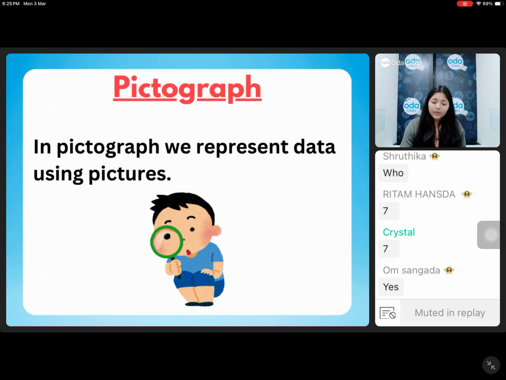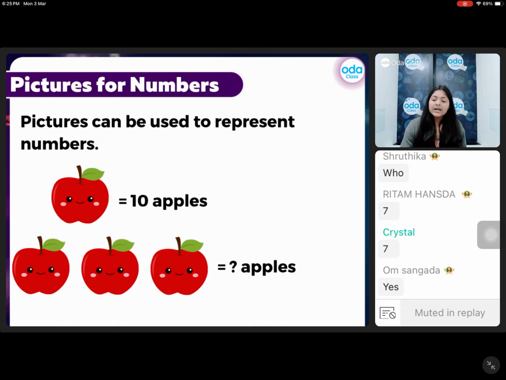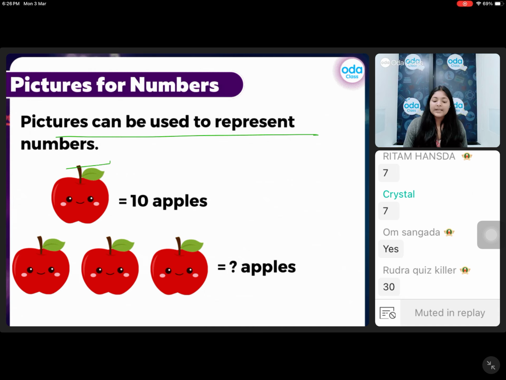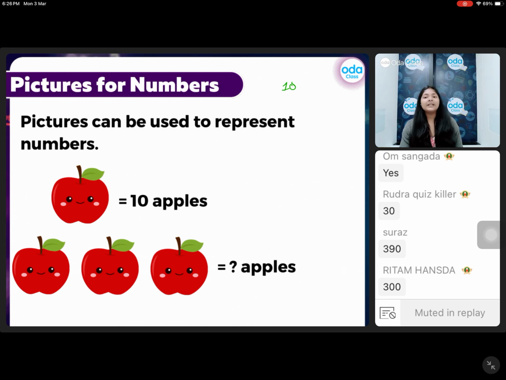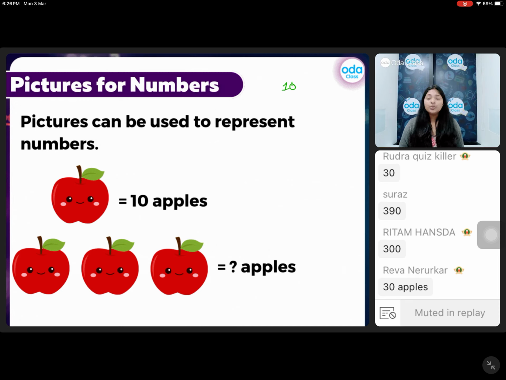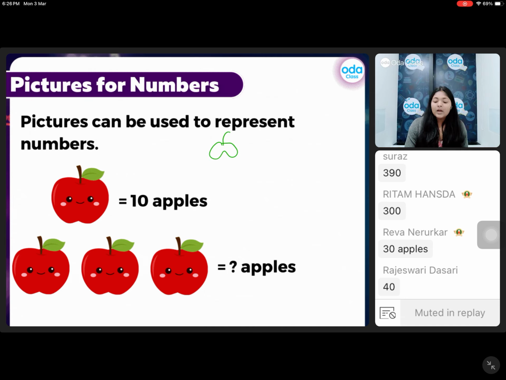All right. So over here, I'll be giving you a small description and then you'll understand how to read a pictograph. Before that, let us solve a few questions. Pictures can be used to represent numbers. For example, I won't be writing 10. I am bored of writing the numbers only. I'll be using some pictures for representing 10. I'm not able to draw the apple. That's so sad.